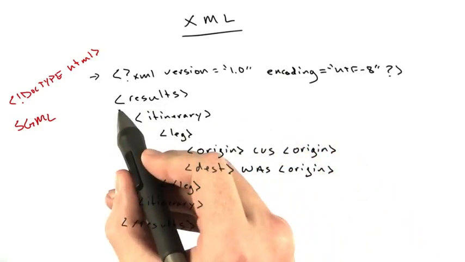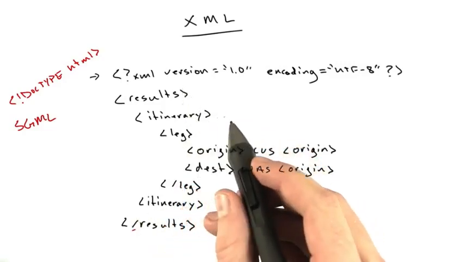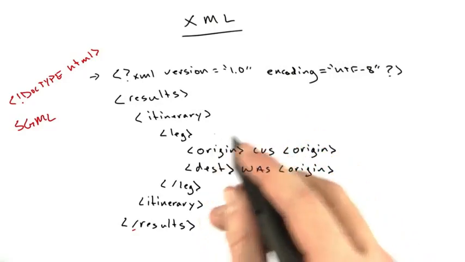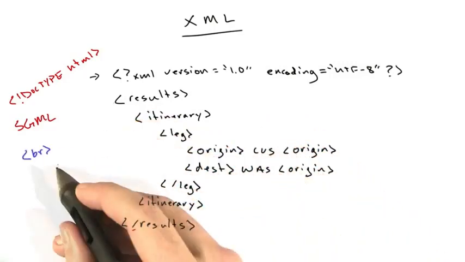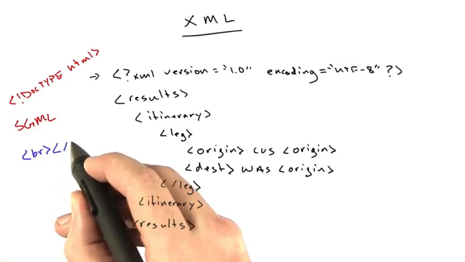The tag format's the same. We've still got our less thans and our greater thans and our slashes to indicate a closing tag. But we have no void tags in XML. Remember in HTML, we could have the BR tag for putting in a line break, and we never had a closing BR tag.